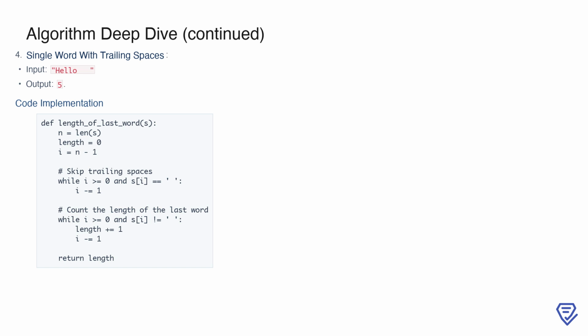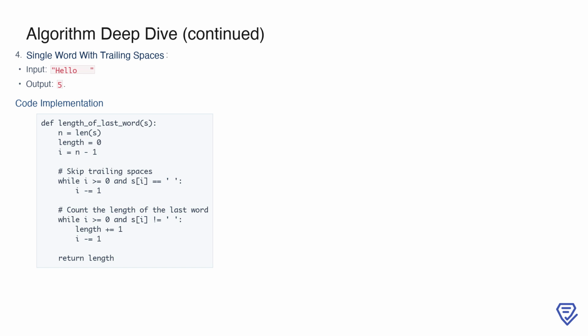Now, let's consider the case of a single word with trailing spaces. For example, if the input is "hello ", the algorithm first skips the trailing spaces until it reaches the last character of the word. It then counts the characters of the word hello, resulting in a length of 5, which is returned as the output. To reinforce our understanding, let's review the code implementation.